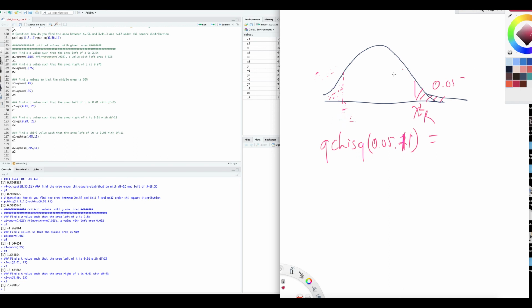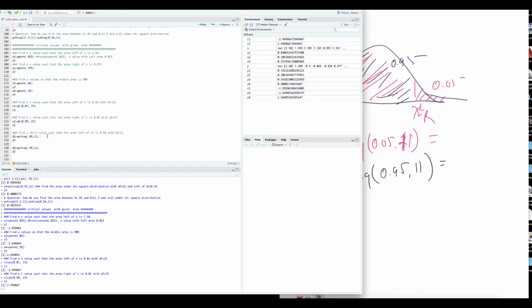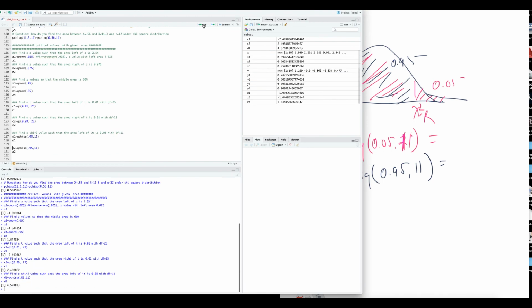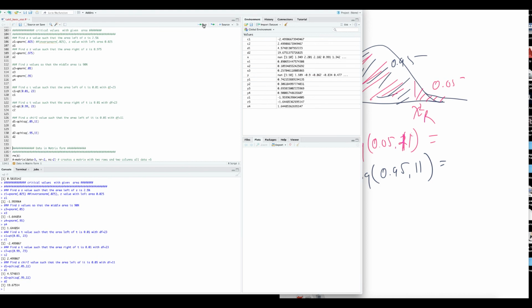How do you get the left area? This is the left part, and this right area is 0.05, 5%, so the left area will be 95%, 0.95. You do qchisq of 0.95 with 11 degrees of freedom, and if you hit enter you will get the chi-square values. For the first one it is 4.57. For the second one it is 19.668.